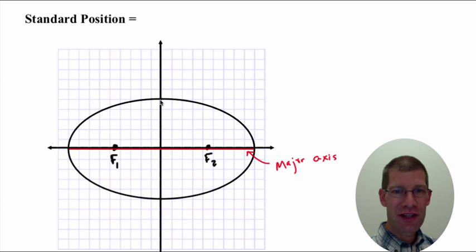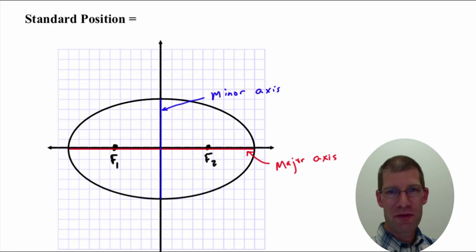Your minor axis is going to be the shorter of the two, and the blue doesn't show up as well. But essentially it goes from the maximum y value to the minimum y value. So this would be the minor axis. And again, if we had a vertical ellipse, that would be switched. That'd be the shorter one, which would be on the x-axis.